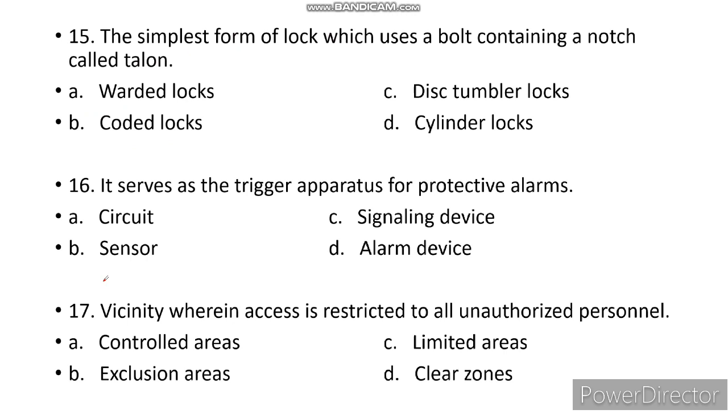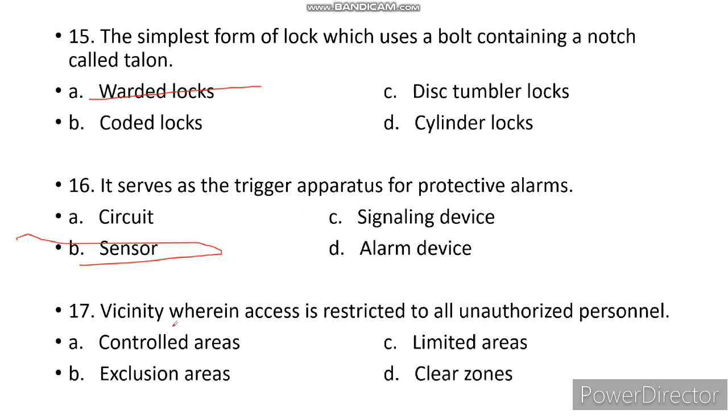15. Simplest form ng lock. Pinakasimpleng form ng lock wherein it uses a bolt containing a notch called talon. So that's warded locks. It serves as trigger apparatus for protective alarm. What is the trigger apparatus of a protective alarm? So that's sensor. We've been talking for sensor.